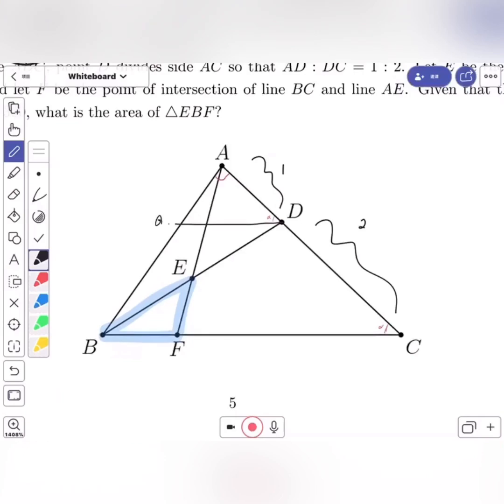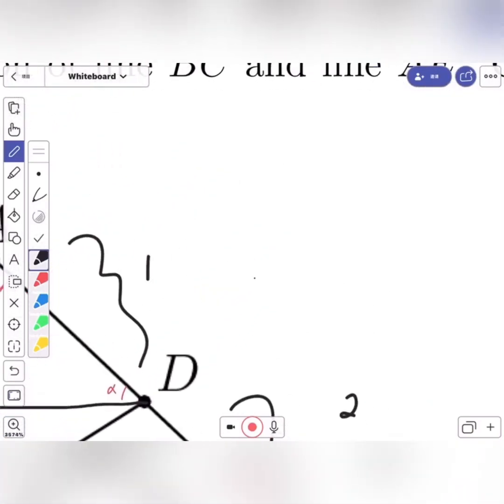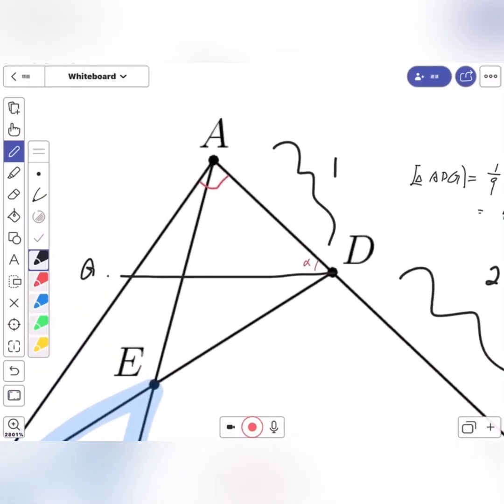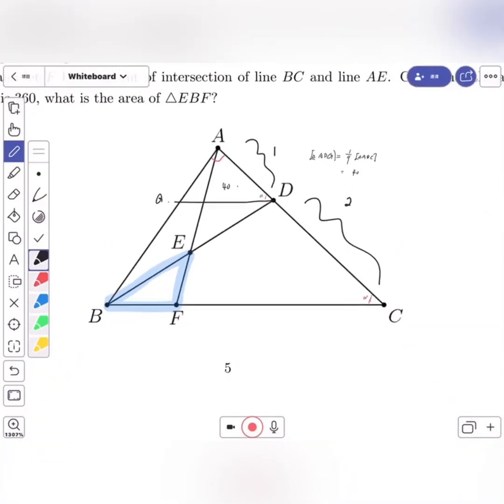Then we know that triangle ADG is similar to triangle ABC, or the other way around. Triangle ADG is similar to triangle ACB, just to be more precise. Then the area of triangle ADG is going to be equal to 1/9 times the area of triangle ABC, which is 40. So this part is 40.